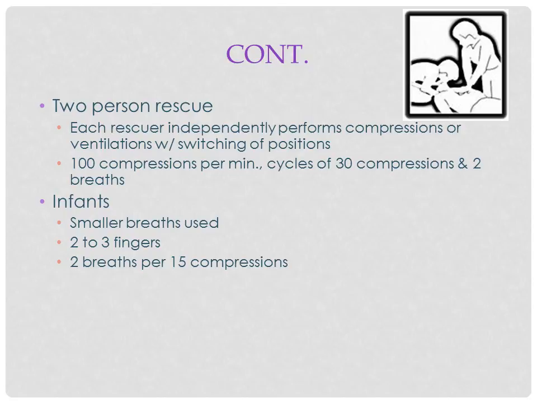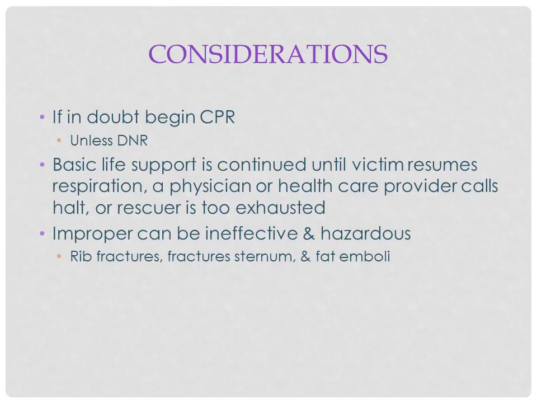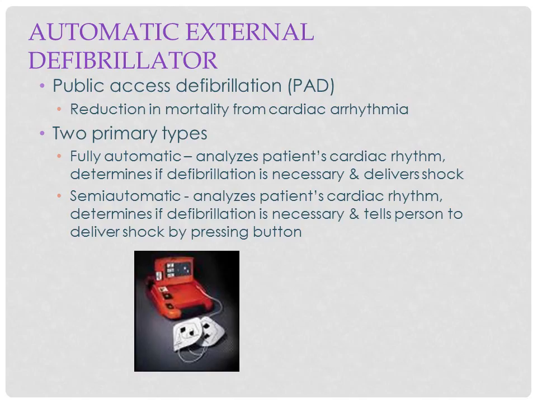100 compressions per minute, cycles of 30 compressions and 2 breaths. Infants: smaller breaths are used, 2 to 3 fingers instead, and 2 breaths per 15 compressions. Considerations: if in doubt, begin CPR, unless they are DNR. Basic life support is continued until the victim resumes respiration, a physician or healthcare provider calls a halt, or the rescuer is too exhausted. Improper CPR can be inefficient and or hazardous. Things that may happen during CPR are rib fractures, a fractured sternum, and fat emboli.